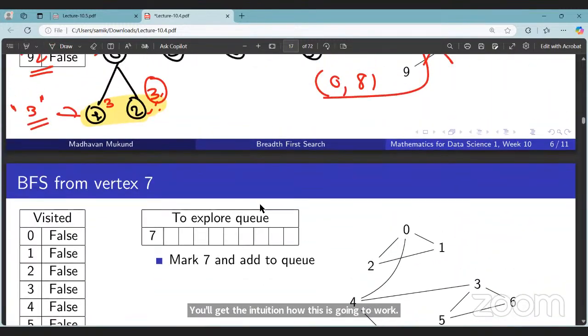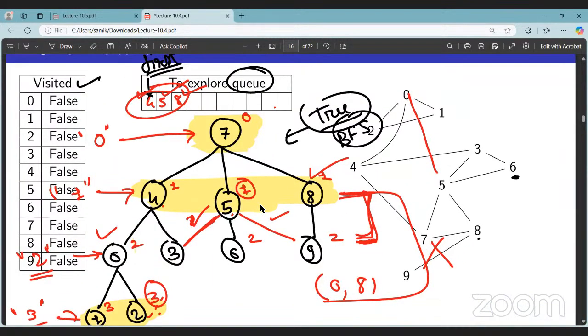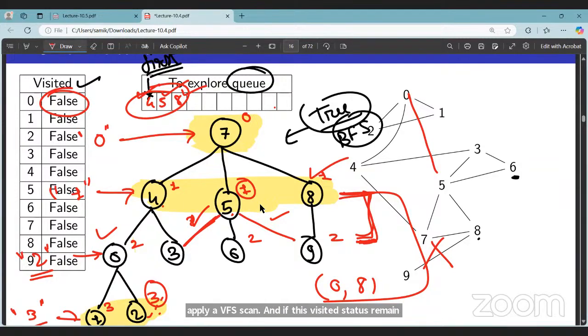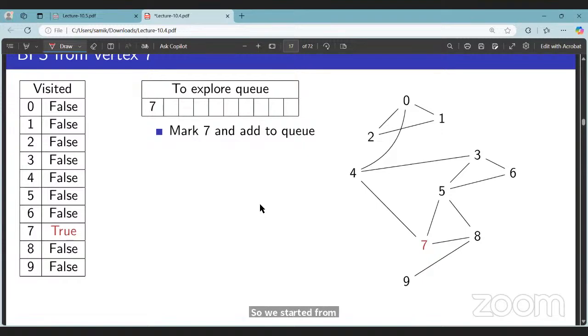Ma'am, where can we see the application of this process? Reachability questions. If you want to answer whether some vertex is reachable from some vertex or not, you just have to apply a BFS scan, and if the visited status remains false, then that vertex is not reachable from any other vertex, because we change the visited status from false to true only when we reach that vertex. Yes, ma'am, it's clear.